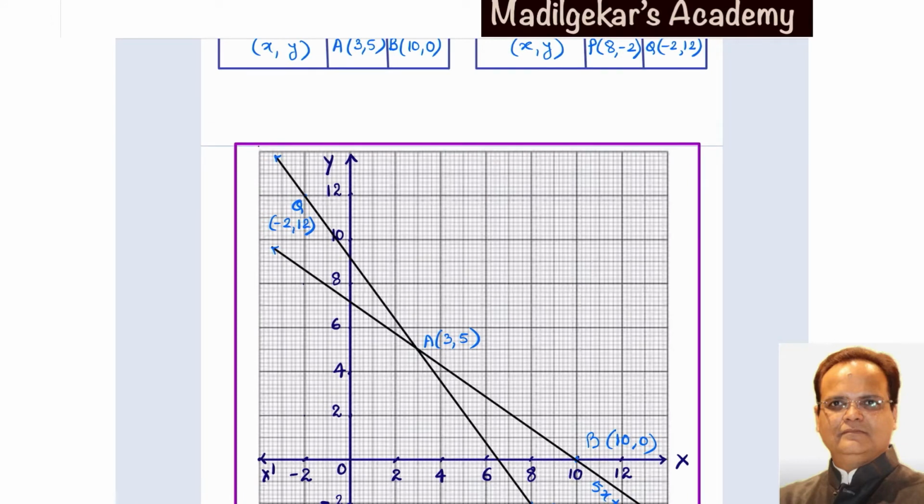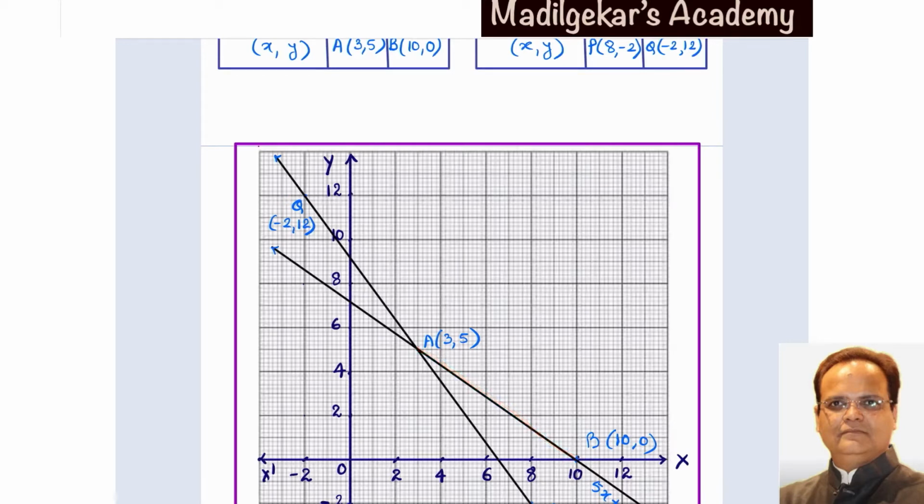First is A(3, 5). So from the x-axis 3 and from the y-axis 5. So here it is the point A(3, 5). B is (10, 0). It lies on the x-axis. So here we get the point B. Join A and B.